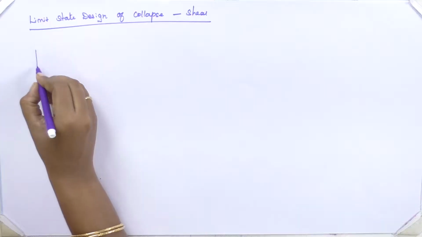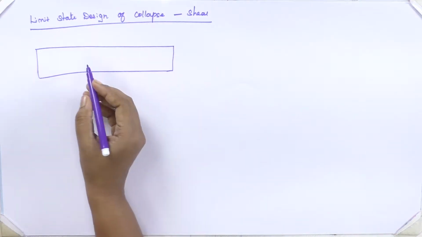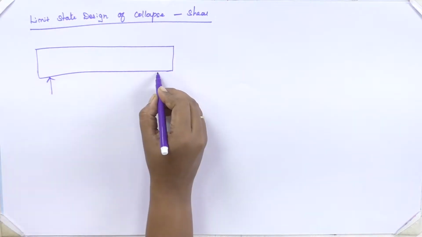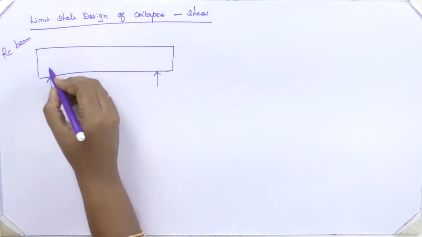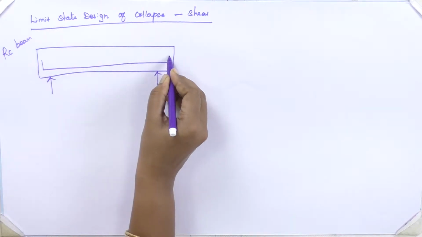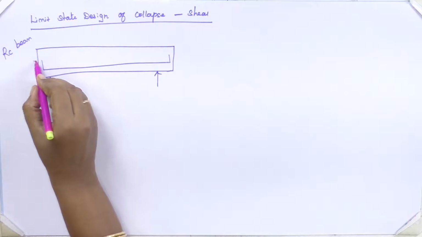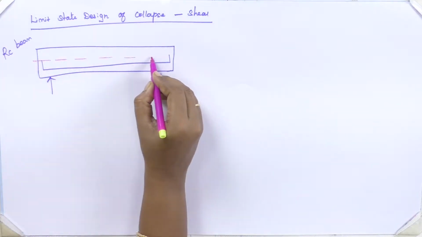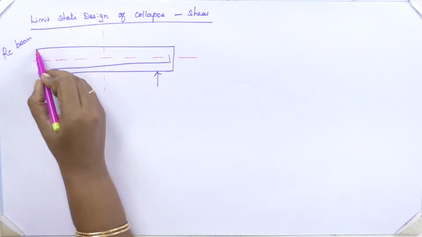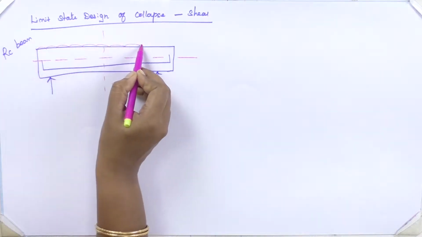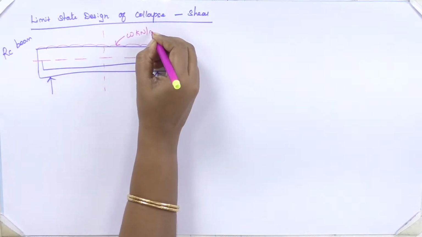This is my beam. This is the support condition of my beam. It is an RC beam, and I have reinforcement like this. This is my neutral axis. This is the center of the beam. When it is getting loading, say W kilonewton per meter.